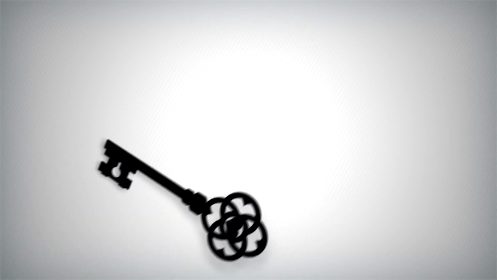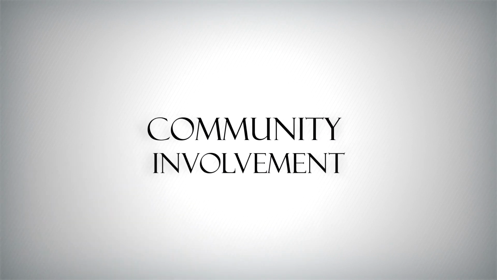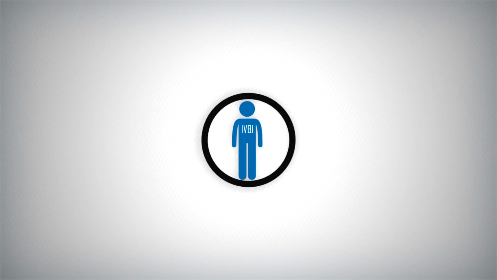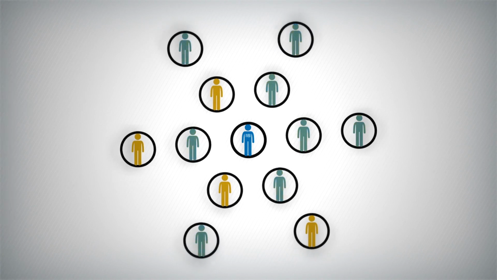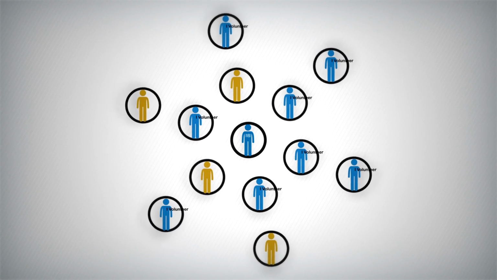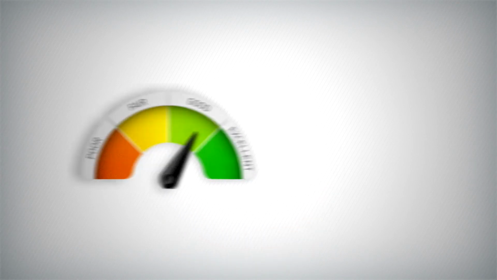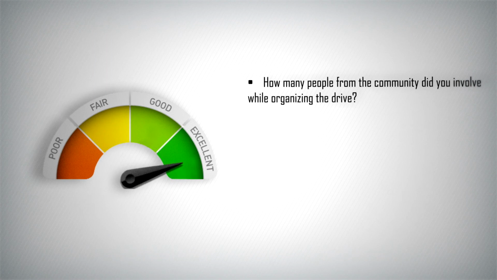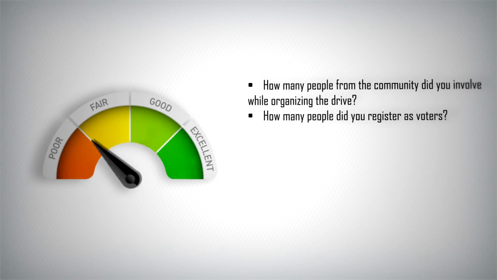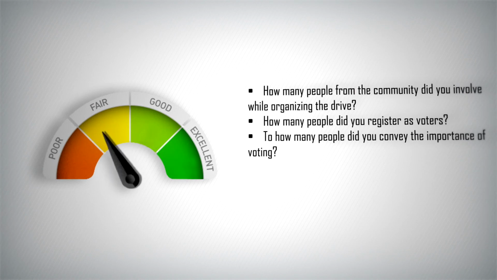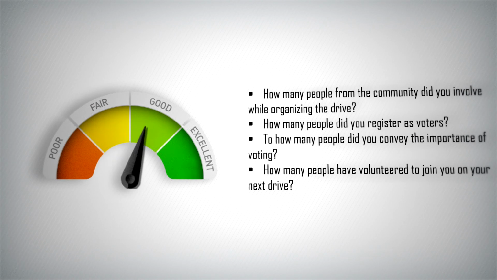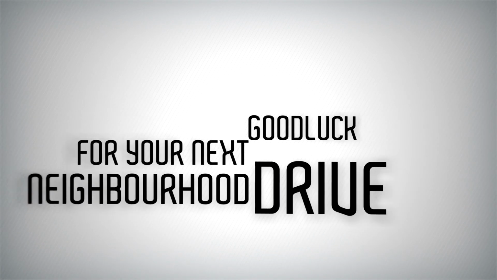The key to a successful voter registration drive is community involvement. It is not just about how many people register themselves as voters. Equally important is how many people from the society or community did we involve while organizing the drive. Use the driver meter to rate your drive. How many people from the community did you involve while organizing the drive? How many people did you register as voters? To how many people did you convey the importance of voting? How many people have volunteered to join you on your next drive? Good luck for your next neighborhood drive.